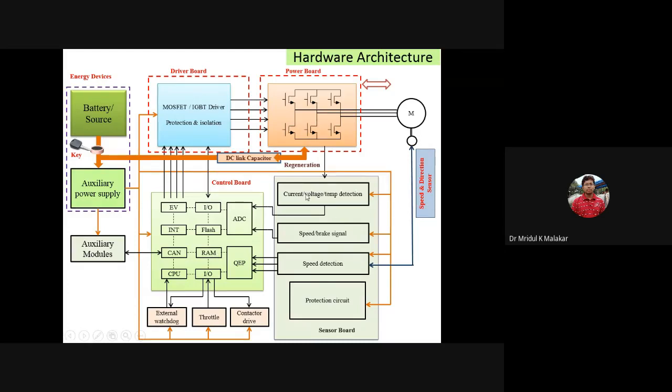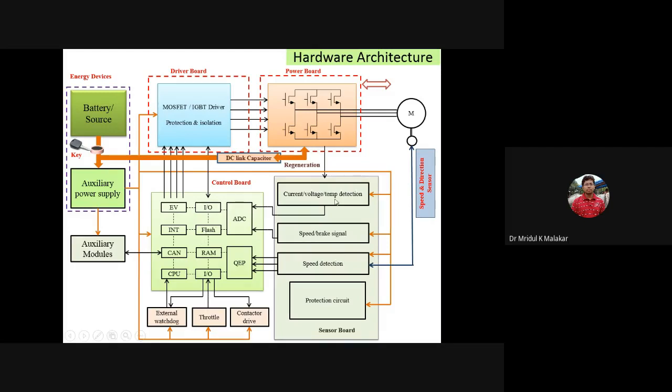Now this is the system. Next are the external parameters. The input to the system is the throttle or potentiometer, which will change the duty ratio. The contactor drive is a relay kind of thing, to turn the system on or off. There is also an external watchdog which monitors all the time the clocks and the execution. So this kind of system is a low power system.